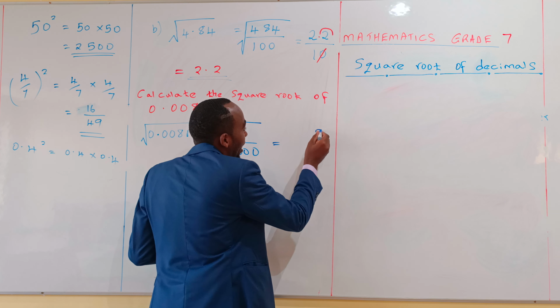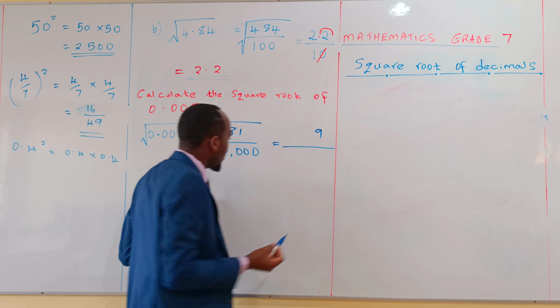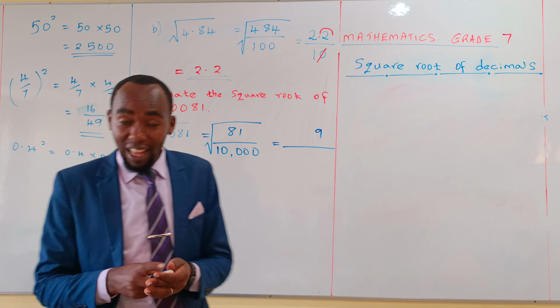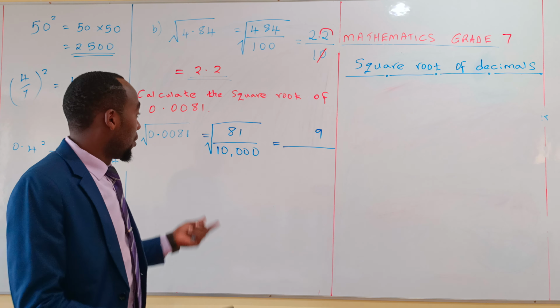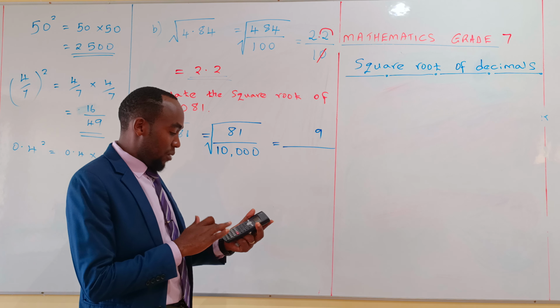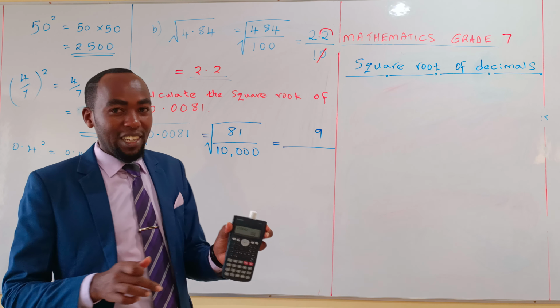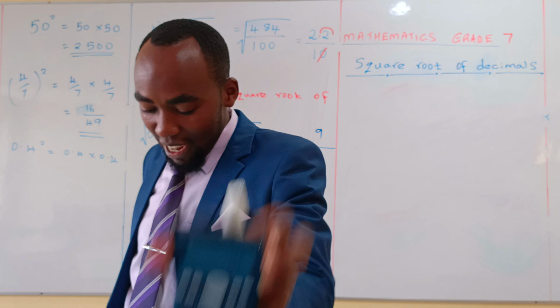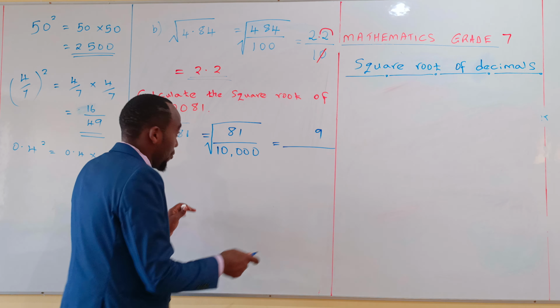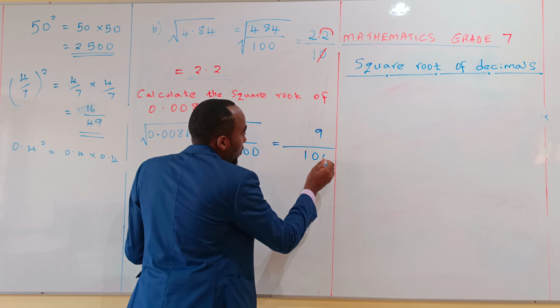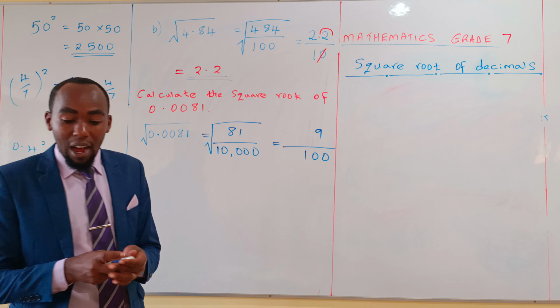Very nice. 9 over, what is the square root of 10,000? Yeah? I believe you can also get this one very quickly. You can get it here with our calculator. What are we getting? We are getting the answer as what? 100. Very nice. Therefore, this will give us 9 over 100.